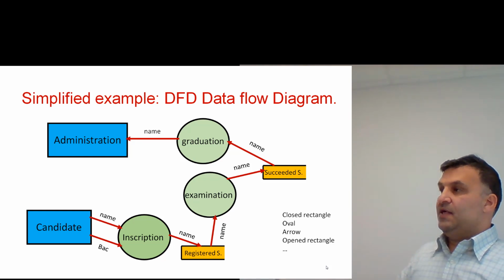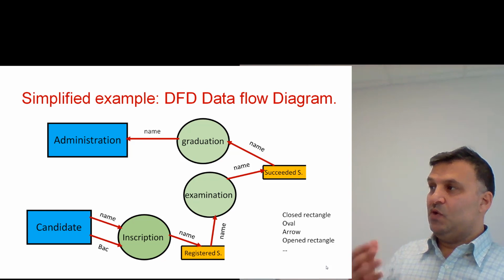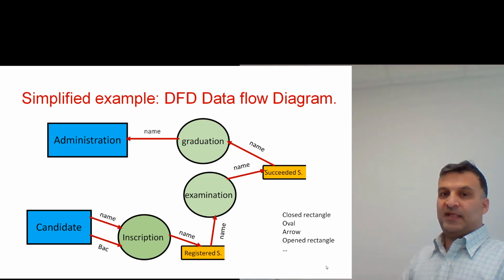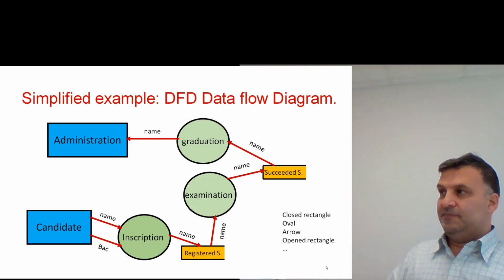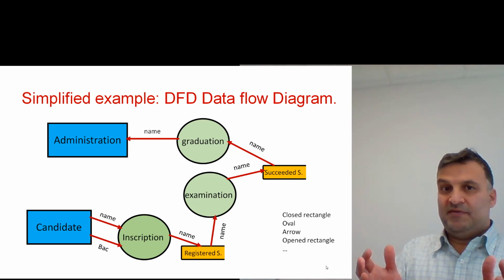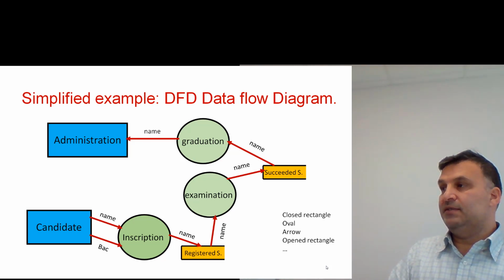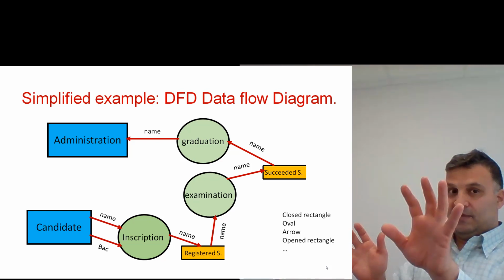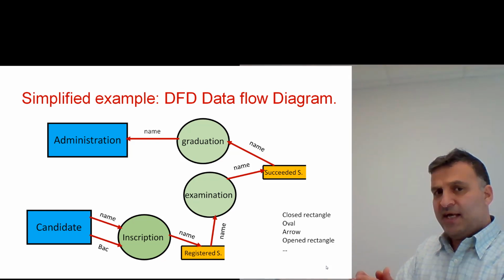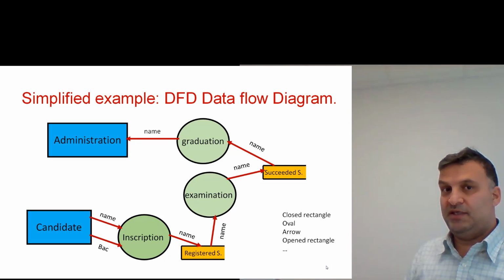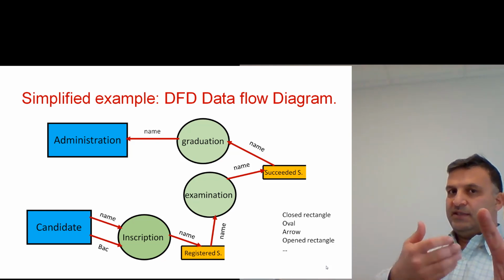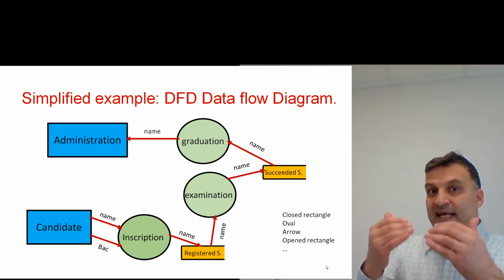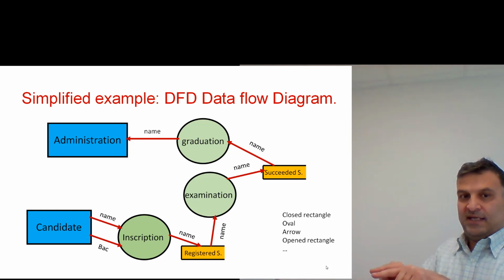As you see, this type of diagram mainly uses 4 types of symbols: a closed rectangle, an oval, an arrow, and an open rectangle. For example, here we will take a very simple example about a school or a university. So we have administration. We are talking about the external administration, not the administration of the school itself. It is the administration of the university. For example, we are in an engineering school and we have the administration of the university, and we can communicate something with this administration. So all the external layers, the external systems, are represented by a closed rectangle.